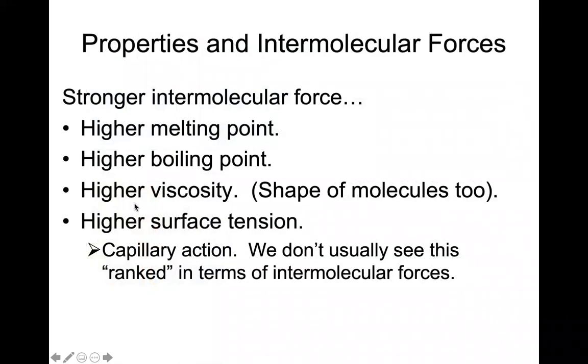Now, if I look at these features right here to sort of summarize back for our properties of liquids, we began our discussion with higher melting point and higher boiling point, both corresponding to stronger intermolecular forces. Higher viscosity also goes with stronger intermolecular forces. I'd say the shape of the molecules, remember our pasta example, that could influence it too. But higher viscosity, higher resistance to flow, when the intermolecular forces are greater. Higher surface tension, more likely to ball up on itself.